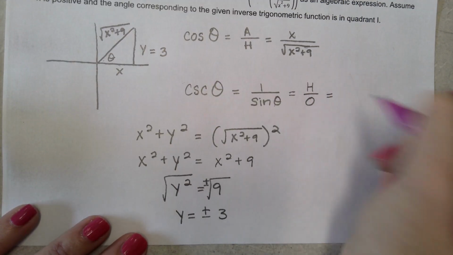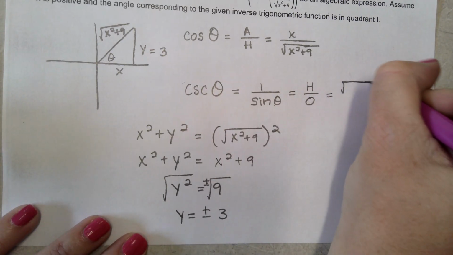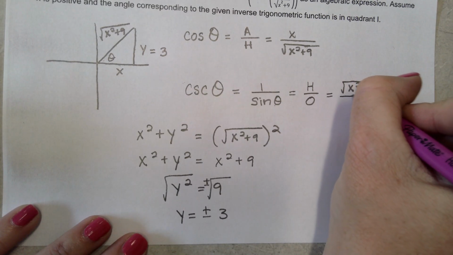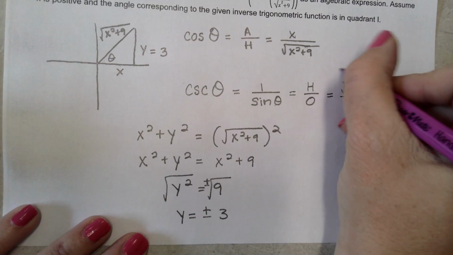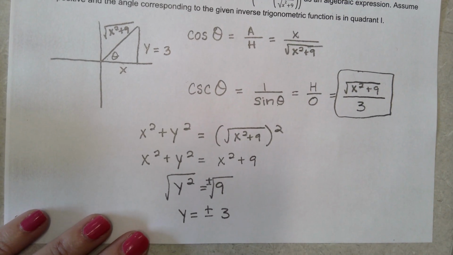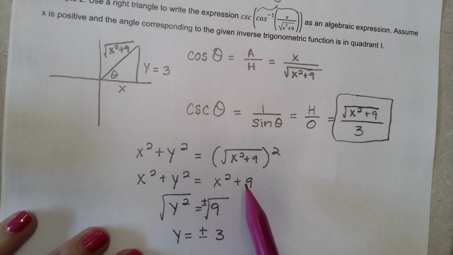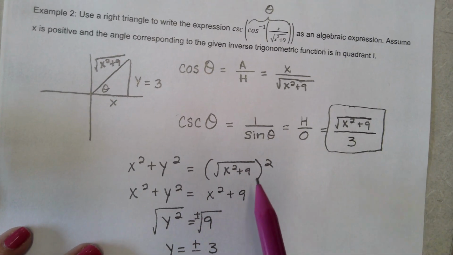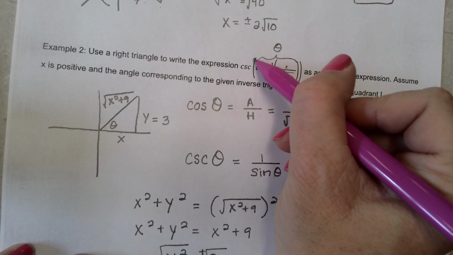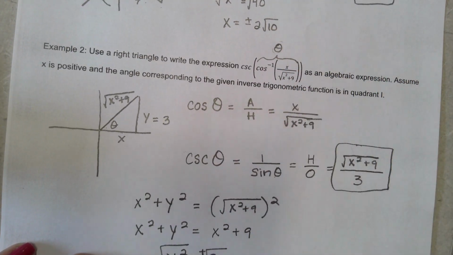So then my cosecant is my hypotenuse, which is the square root of x squared plus 9, over 3. So this would be my answer to this problem here. A lot of things that we already did: we know how to build these triangles, we know how to find the missing side, and we know how to use SOHCAHTOA. The new piece here is really realizing that this inverse trig function, the output of that, is our theta.